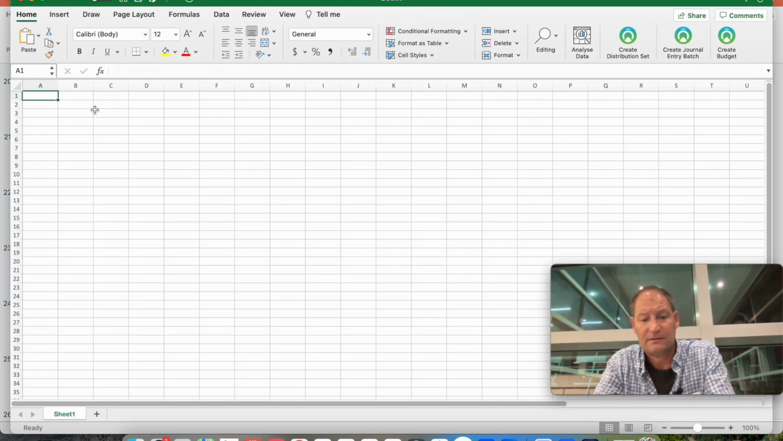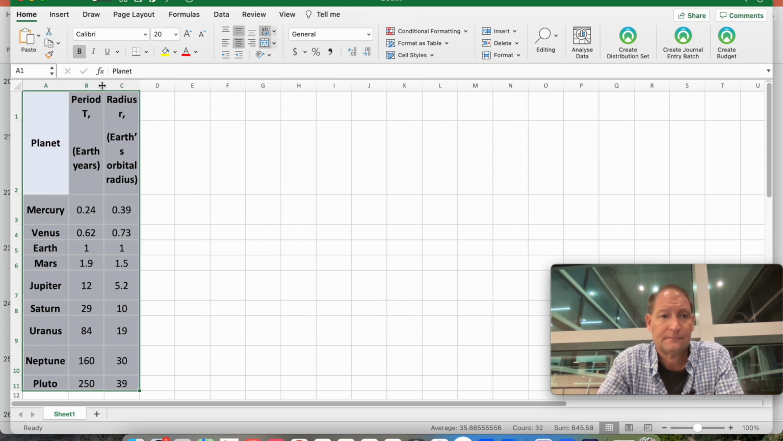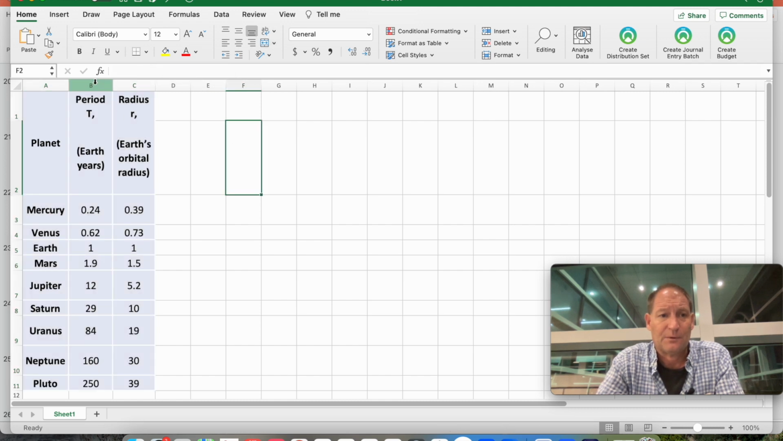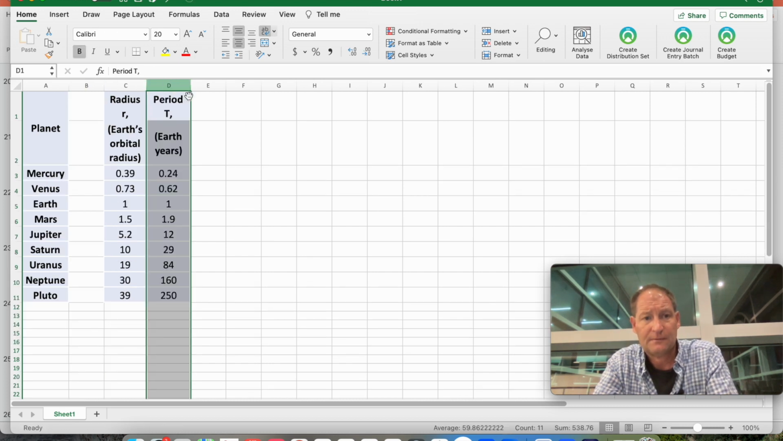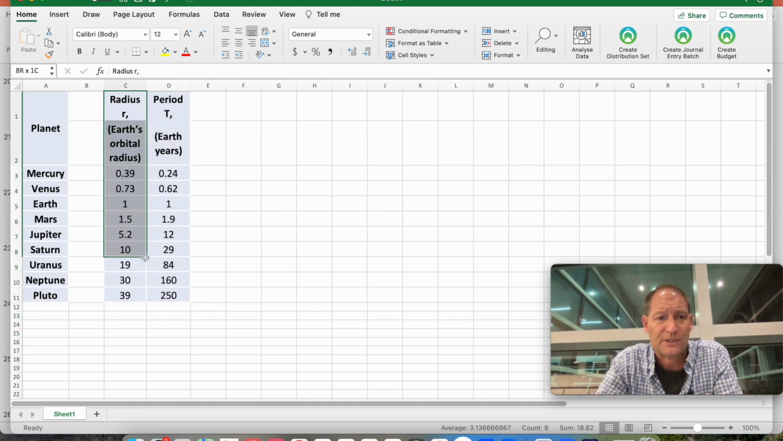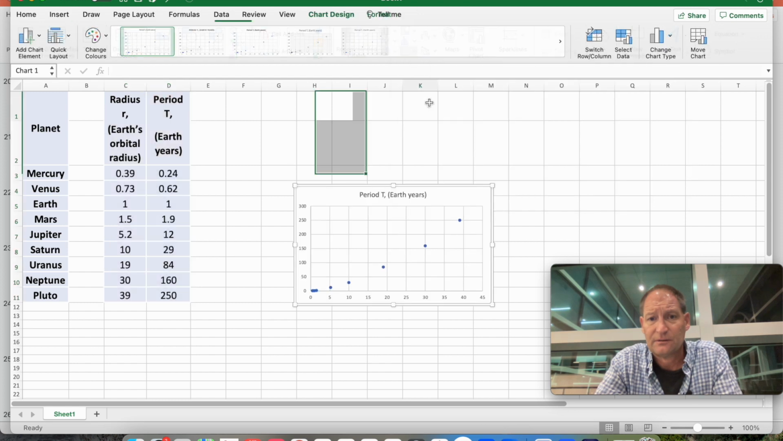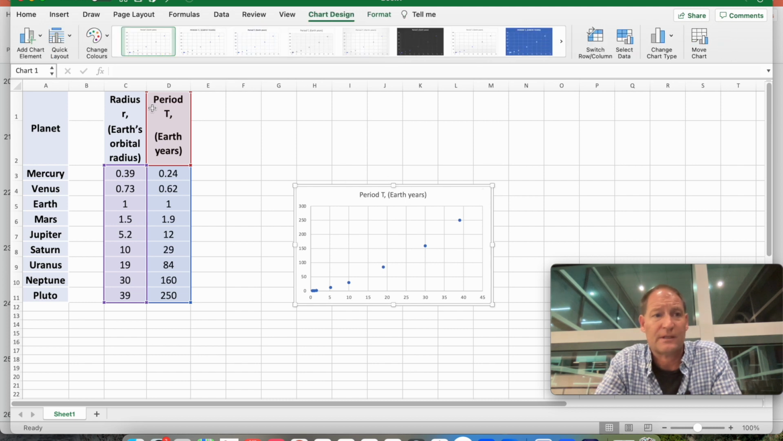Put it into Excel. Now we want that to be on the y-axis, so let's cut that out and put it there. Now if we just plot the raw data, we're going to get a curve. Okay, so that's a curve. Let's have a quick look at it.